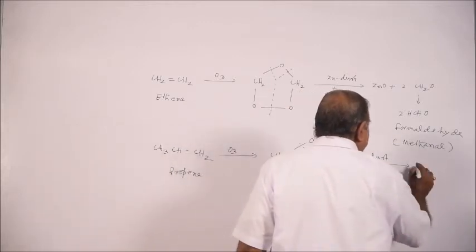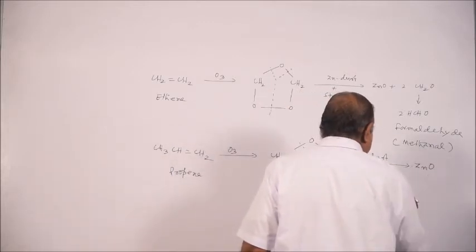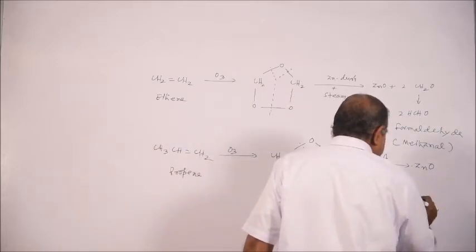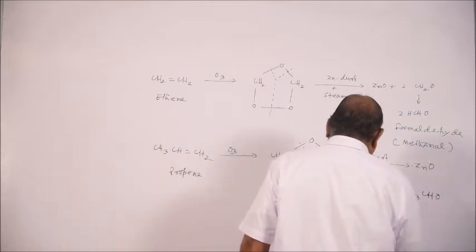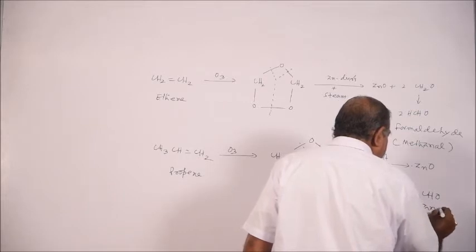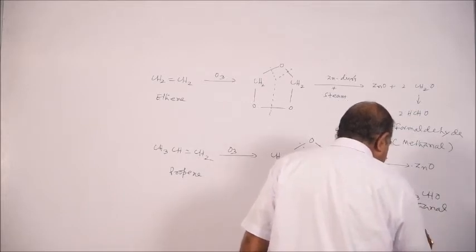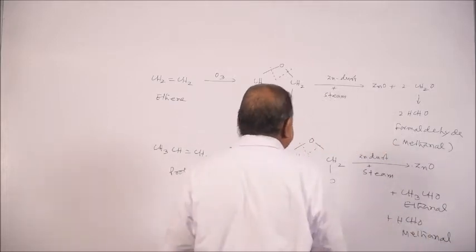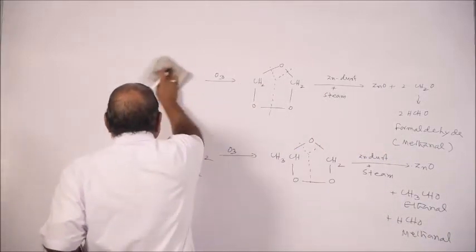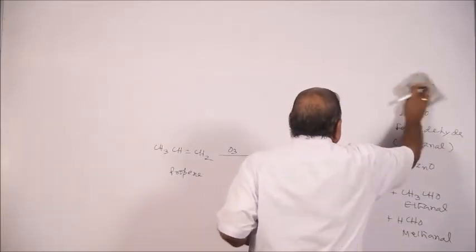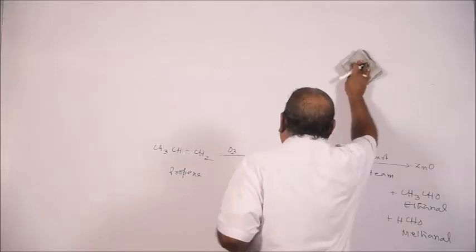So, one of the oxygen atoms is taken by zinc to form zinc oxide. This side is CH3CHO and this side is HCHO. This is your ethanal, this is your methanal. So, you are getting two different aldehydes. In the first case, you got the same aldehydes. So, you can get the same aldehyde or different aldehydes.